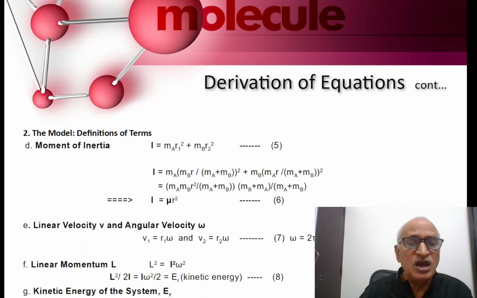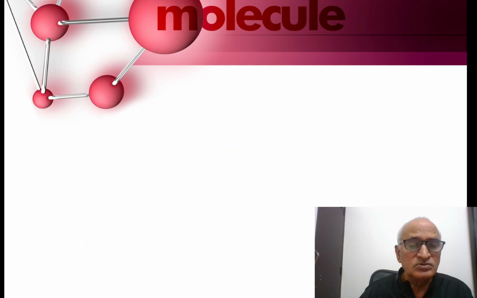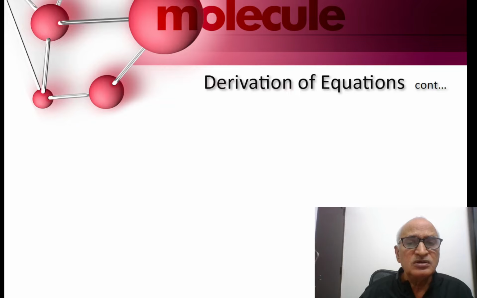I defined earlier, I is mu r square and omega is rotational angular velocity. As we know, the familiar equation, kinetic energy is mass into velocity square divided by 2. So the same expression we have used here, ER equal to MA V1 square plus MB V2 square whole divided by 2. This becomes equal to I omega square by 2. So we have determined an expression for the kinetic energy, I omega square by 2.